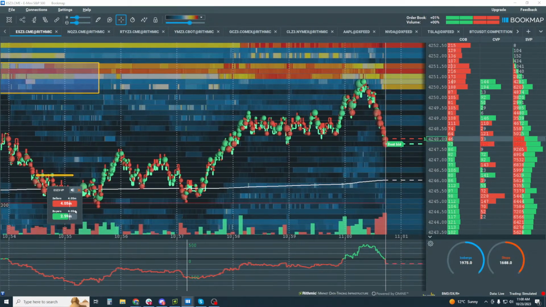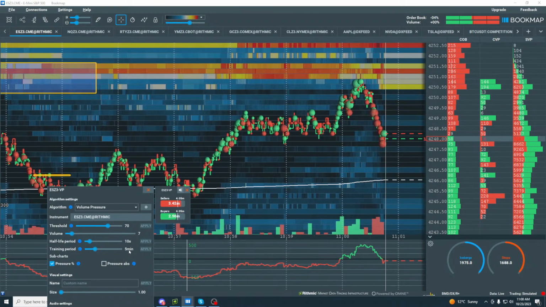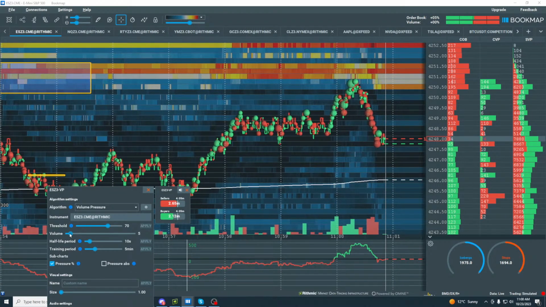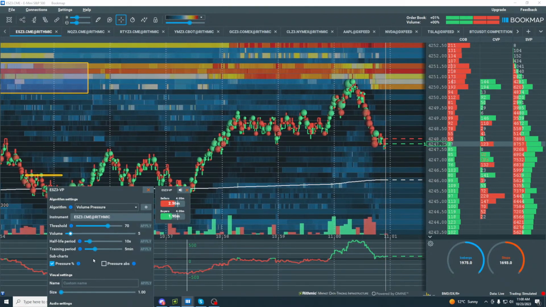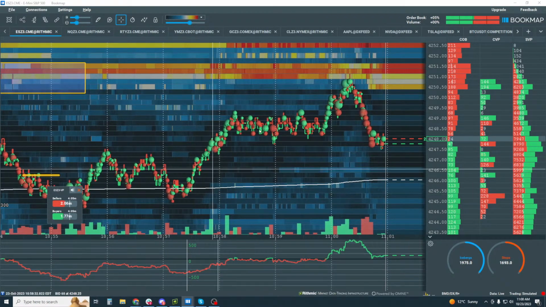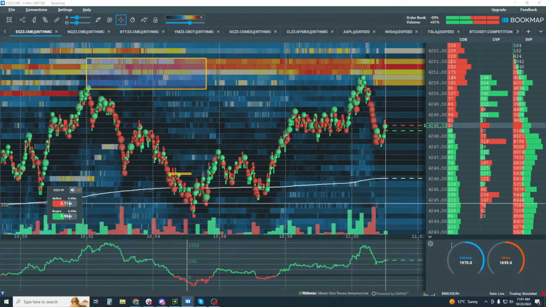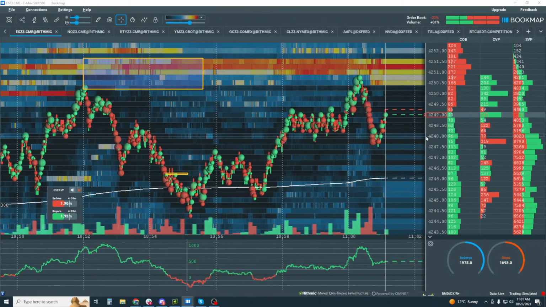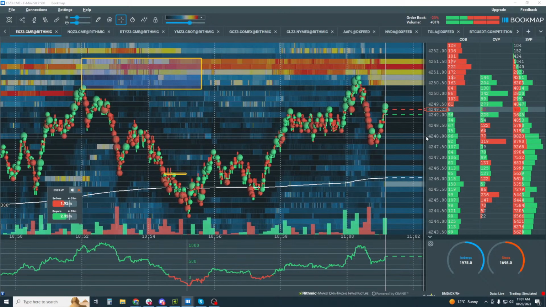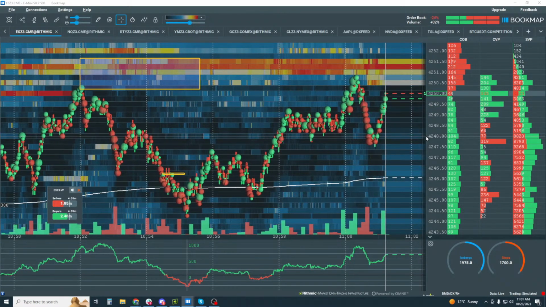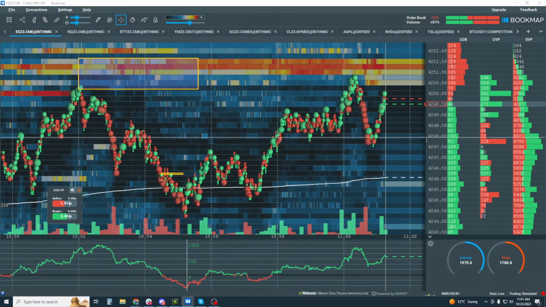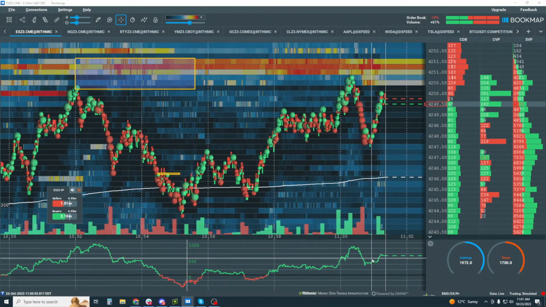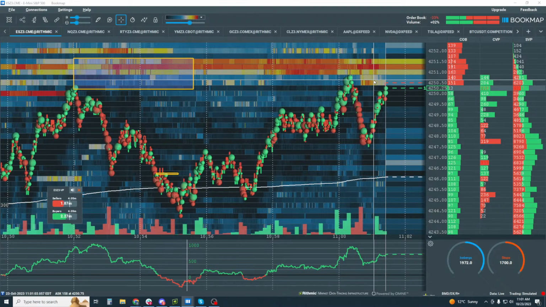Now we're getting quite a bit of volume in here. Let me see what my settings are. Settings are 5 minutes and 10. This is the regular default values here. Okay, so now maybe we'll see some divergence here.